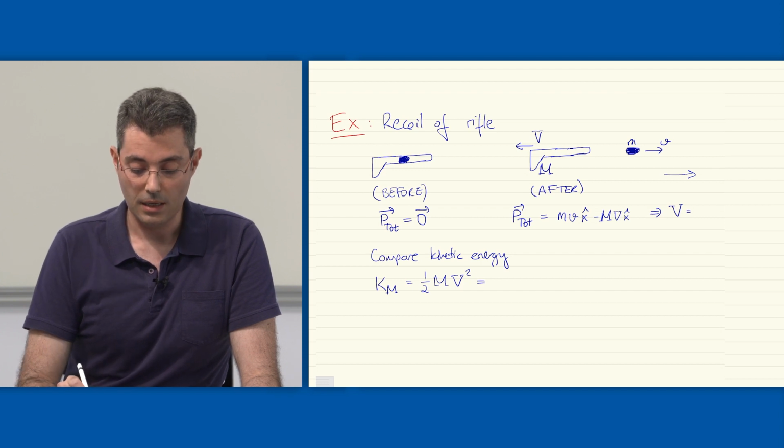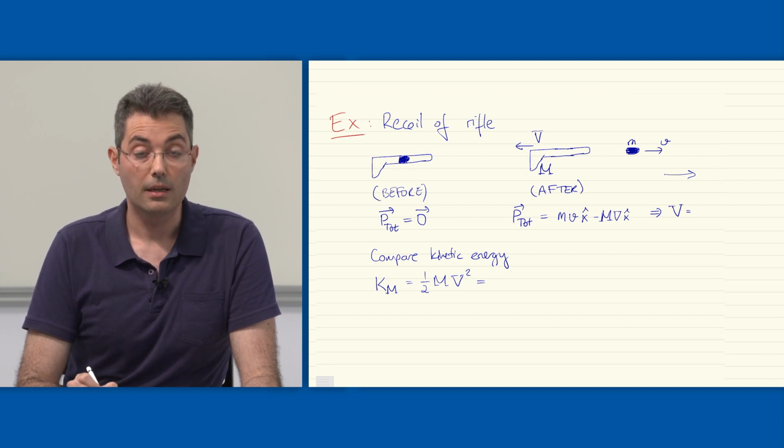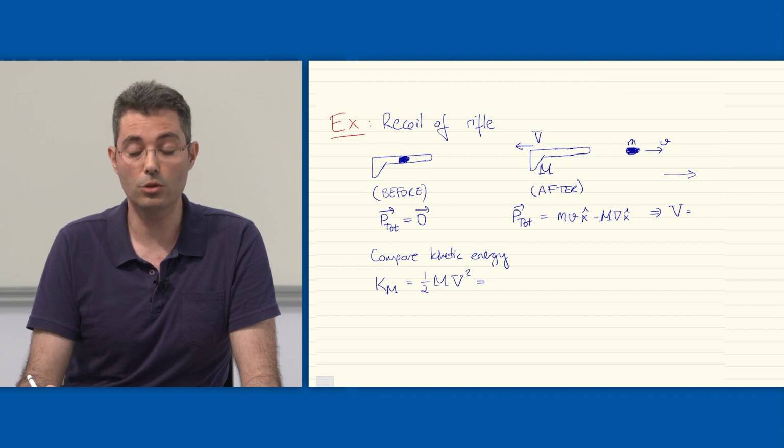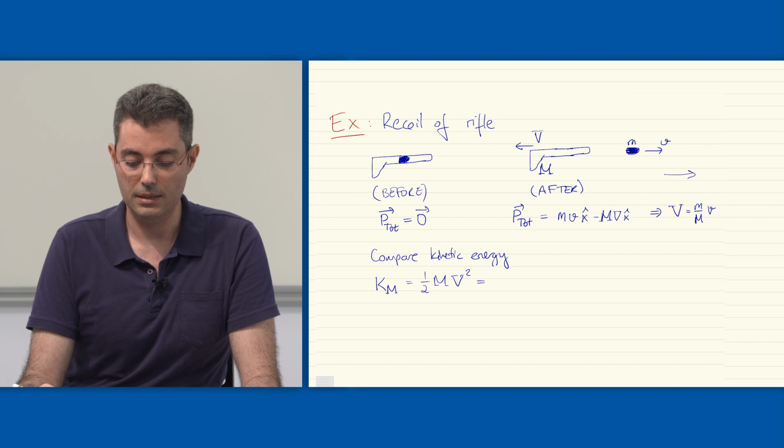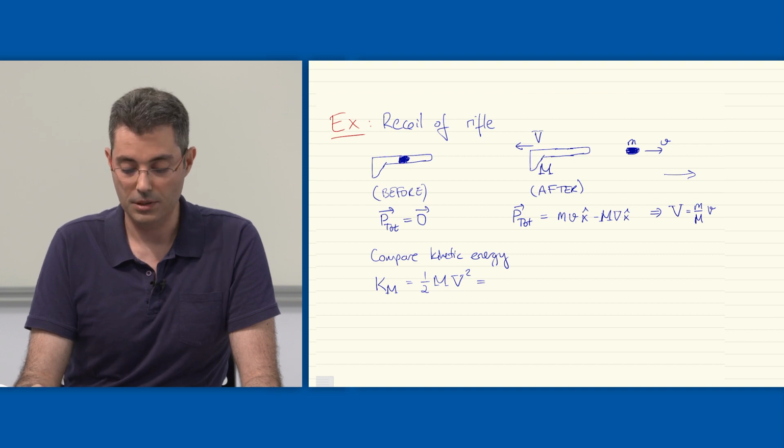So from this, we can equate the total momentum after the collision to the total momentum before the collision, and we find that the capital V, the speed of the rifle, is going to be little m over capital M times the little v, the speed of the bullet. So this was very simple.